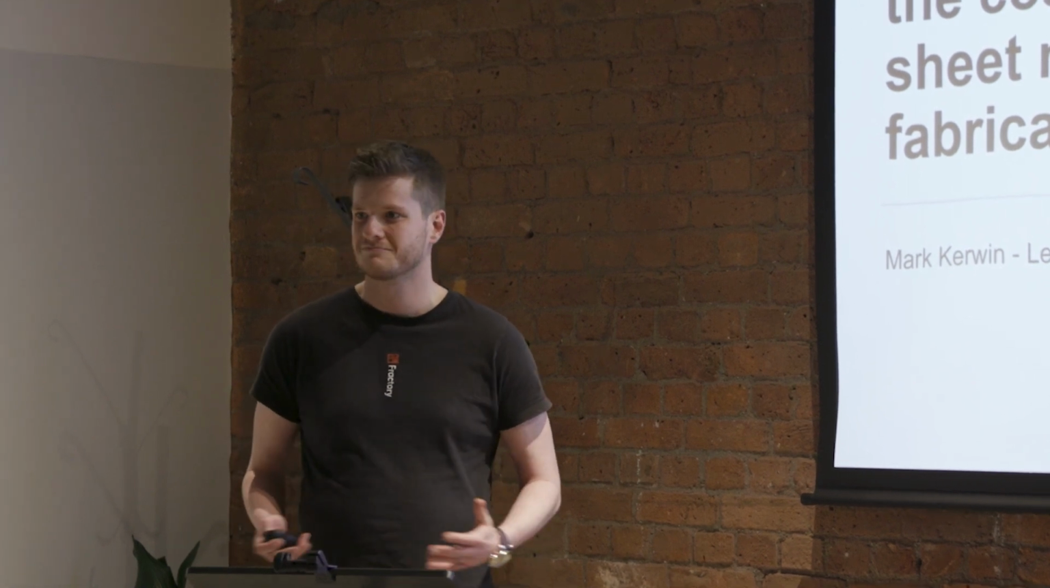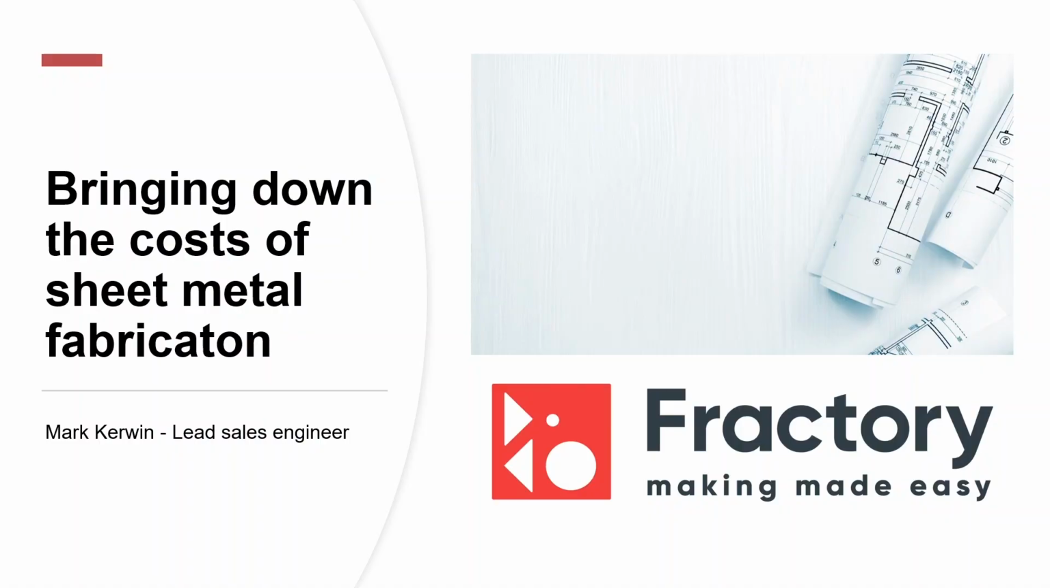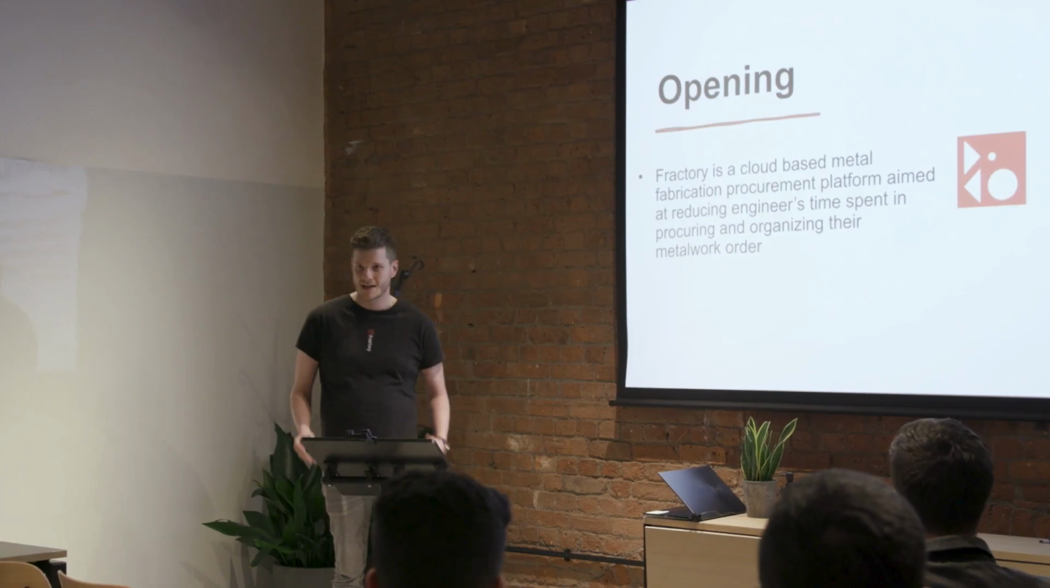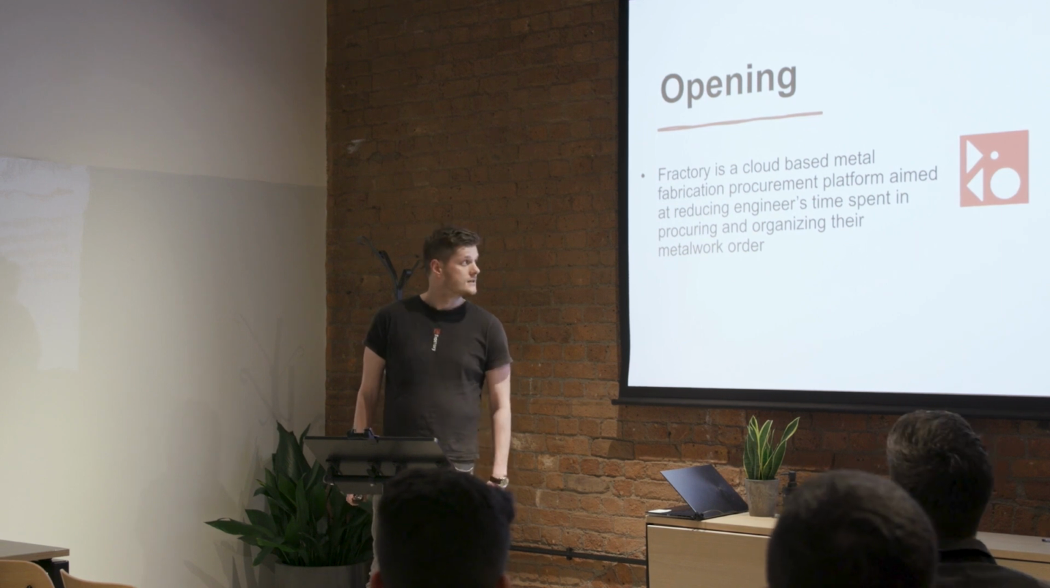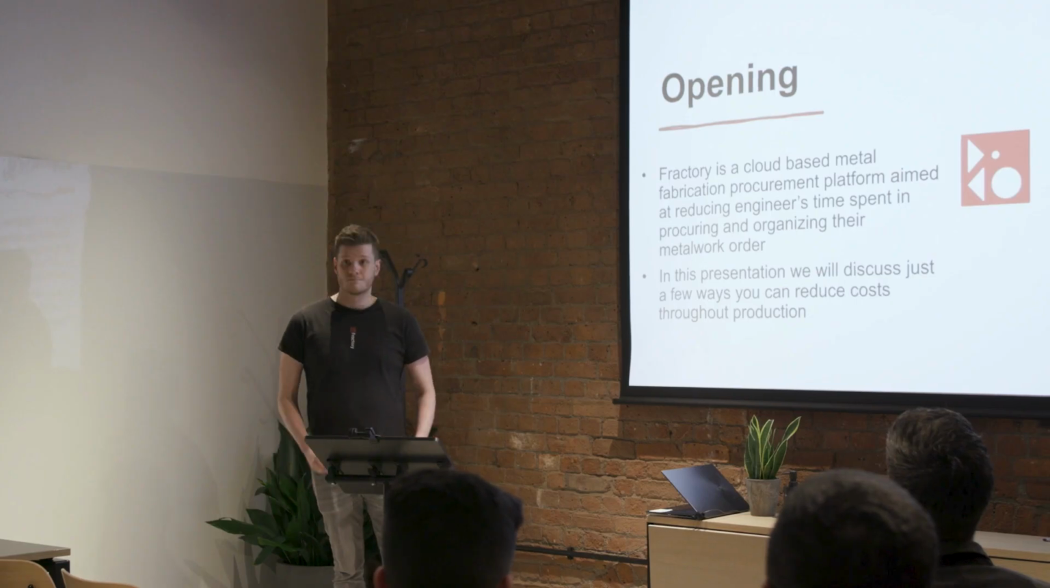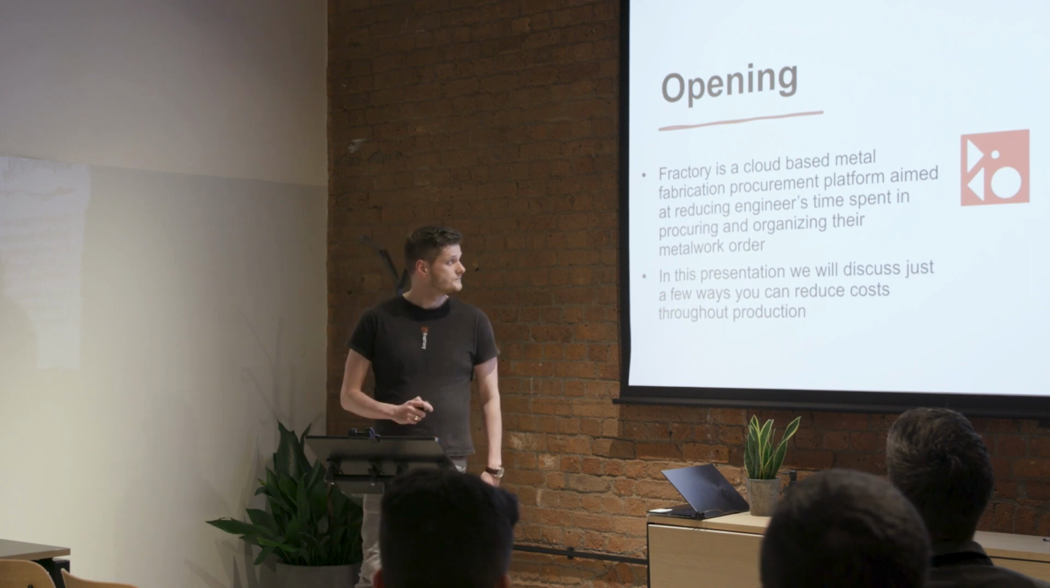So I'll just give a quick overview of what we do here before delving into the presentation on bringing down the cost of sheet metal fabrication. So we're Fractory. We're a cloud-based procurement platform that works in automating all of your outsourcing needs from quotation through to delivery, trying to save a little bit of time and price in the admin involved in that. What I'm going to be talking about in this presentation is more how to save money in sheet metal fabrication, so a little bit more focused on that, and hopefully you can take something from it for your next designs.